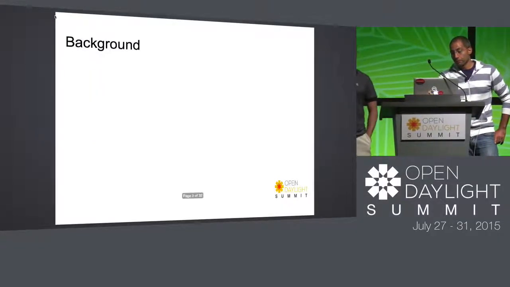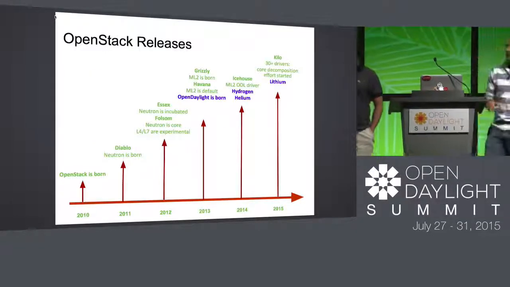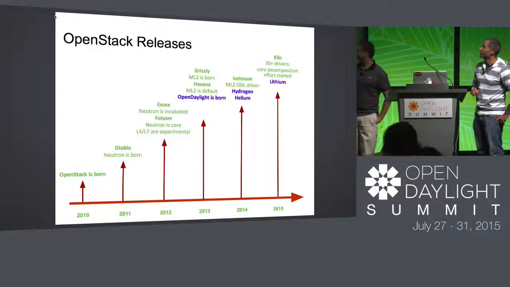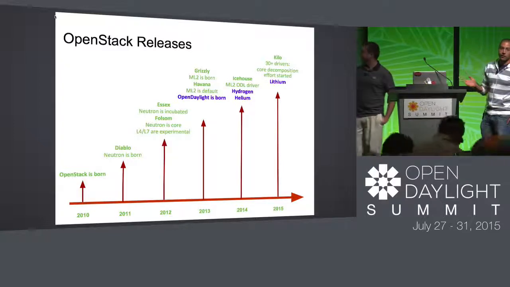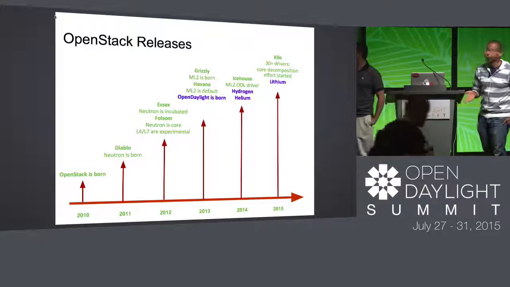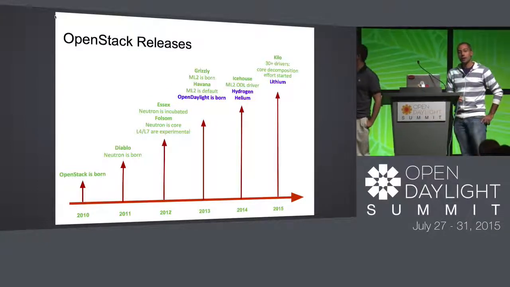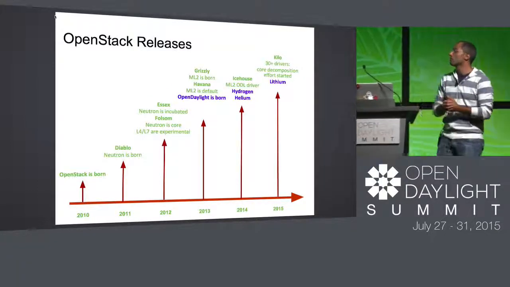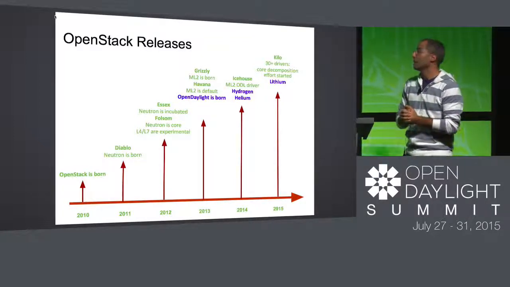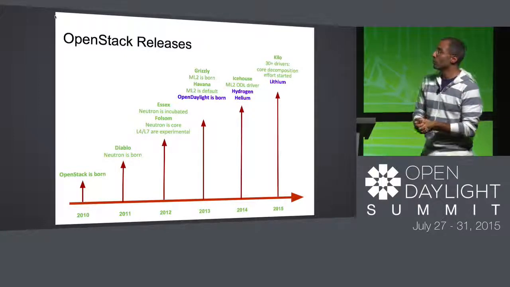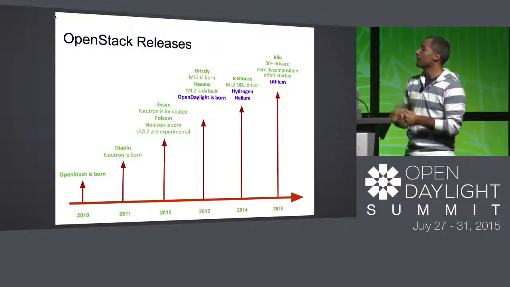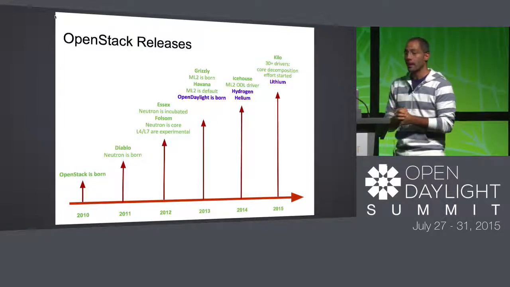All right. So background. Mark quickly went through the timeline a little bit in the previous session. OpenStack is a little over 5 years old, and Neutron was born shortly after, and it was incubated and went reasonably quickly to core in the Folsom time frame in 2012. OpenDaylight was born a year after, so it's relatively younger compared to its sister project. And there have been 3 releases up until now.